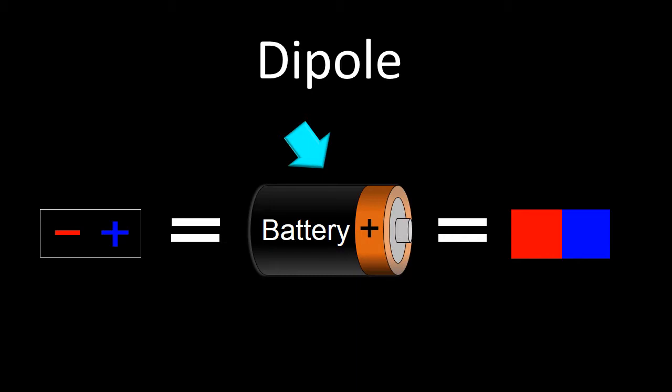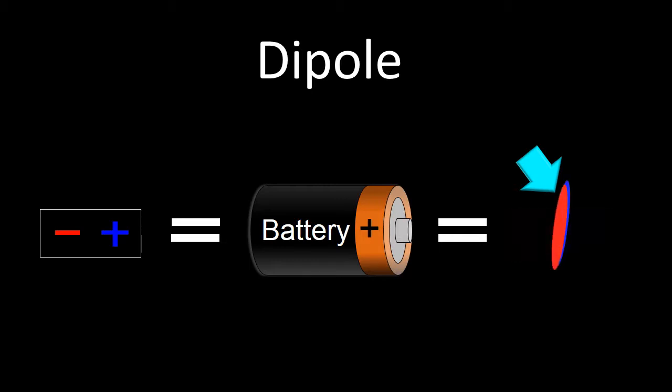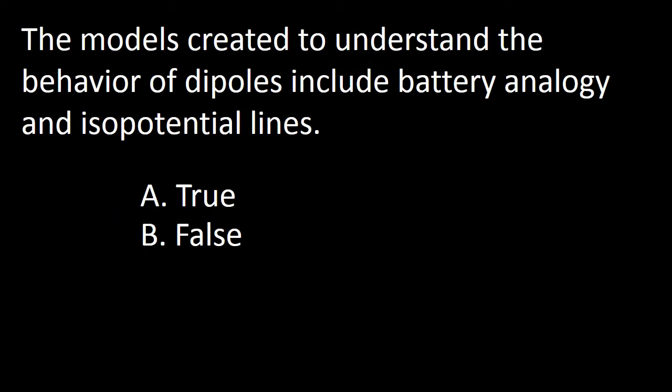This can be viewed as a battery, as I have pointed out in this frame. And we can even use a simpler analogy related to the battery, which consists of joining a red and a blue square, forming a bicolor rectangle to represent the dipole. We can also do the same, but instead of doing it with squares, do it with circles. In this case, you can see a red and a blue circle abutting each other, representing the negative and the positive charge on different sides. So the answer to this question is true.